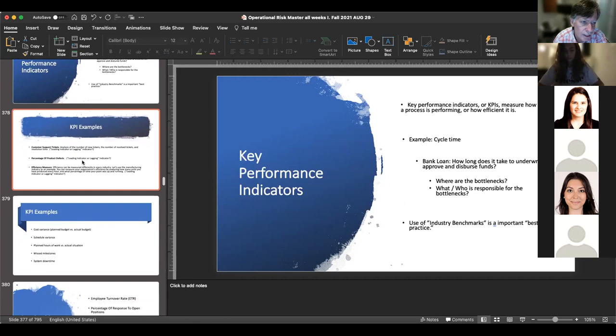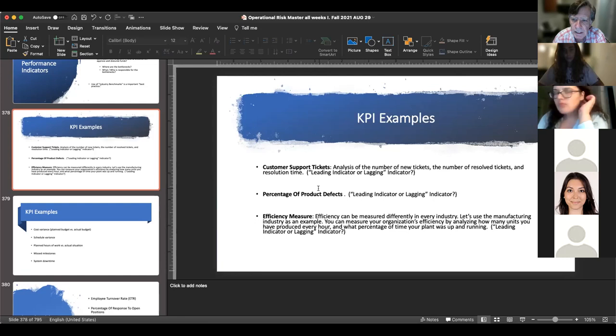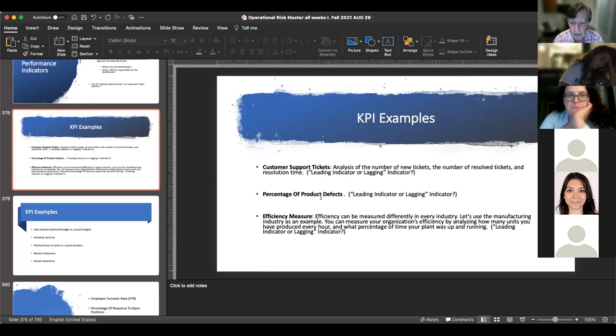Other key performance indicators: customer support tickets. Do you get a bunch of those indicating that there's a problem somewhere? Percentage of product defects. That could be coming back as, I wanted a $10,000 loan and I get proceeds for a $100,000 loan. Like happy days, but I don't want to pay back $100,000. When that happened, do you see that as a leading indicator or a lagging indicator? Like leading probably, so you can improve. Could it be lagging? Yeah, it happened in the past. Could it be both? To me, it sounds like both, but both is okay.